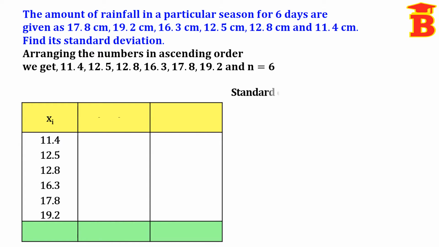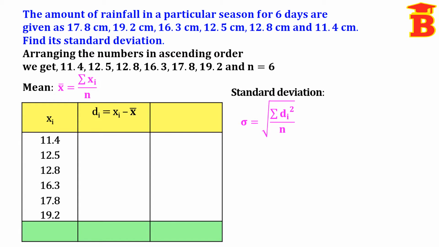Now standard deviation formula: sigma equal to root of summation di square divided by n. And we know that di means difference. So di equal to xi minus x bar. Here we use mean method. So x bar means mean. We have to find mean. X bar formula: summation xi divided by n.